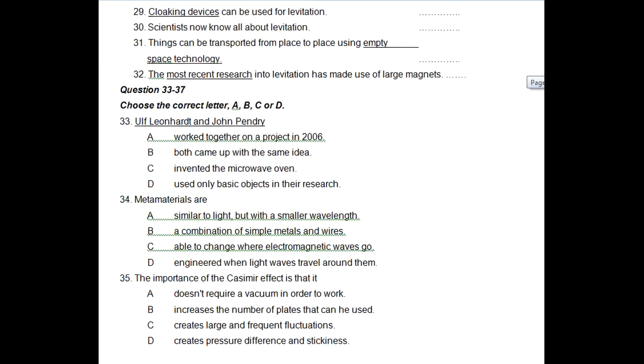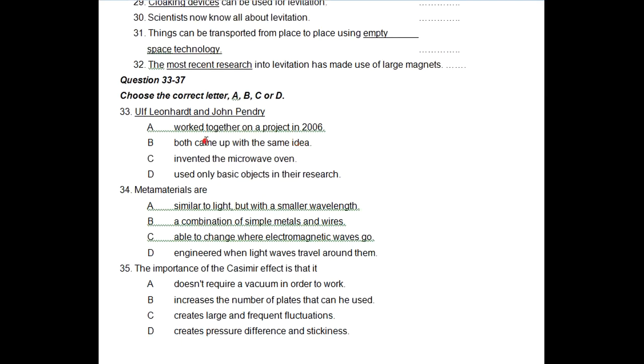So here the first option is: work together on a project in 2006. That's not correct. They worked independently. Both came up with the same idea. Yes, so that is the answer. So you will write B, or you will underline B here, and then we'll move to the next keyword.